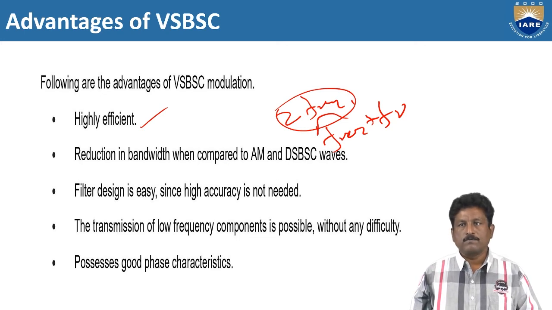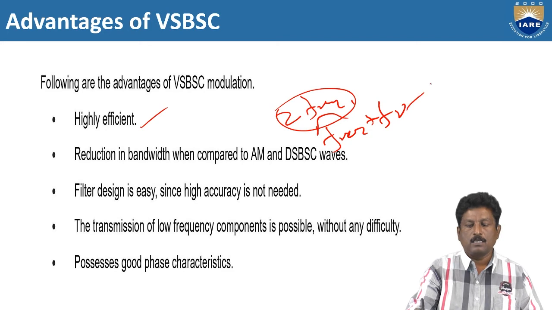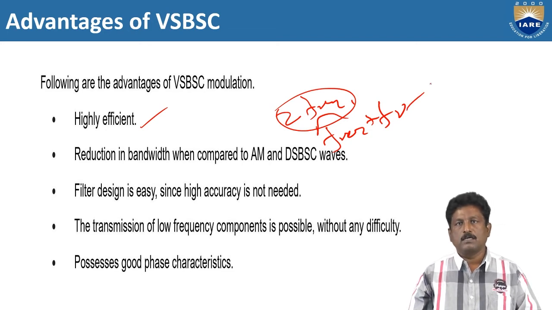So overall FM plus FV is always less than 2 FM, so with the VSB-SC wave we are reducing the bandwidth requirement also. We are not transmitting the complete two sidebands, only one complete sideband and part of the other sideband, so it will be less compared to the DSBSC wave and AM signal. That is another advantage of the VSB-SC wave.